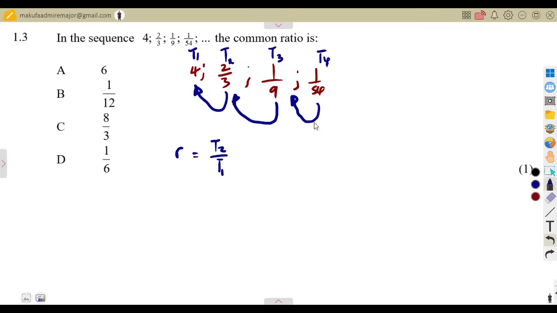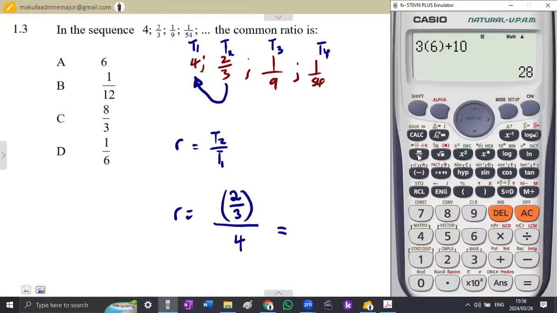In this case, I'm just going to use T2 and T1. So using this, our R is going to be T2 over T1. That is our T2, the second term, 2/3, divided by the first term, T1. This is 1 mark. I just need you to use a calculator there. Put a fraction there. This is 2/3 on that fraction.